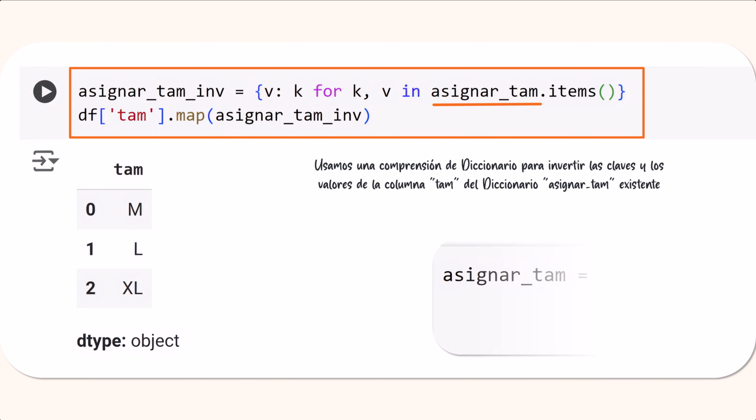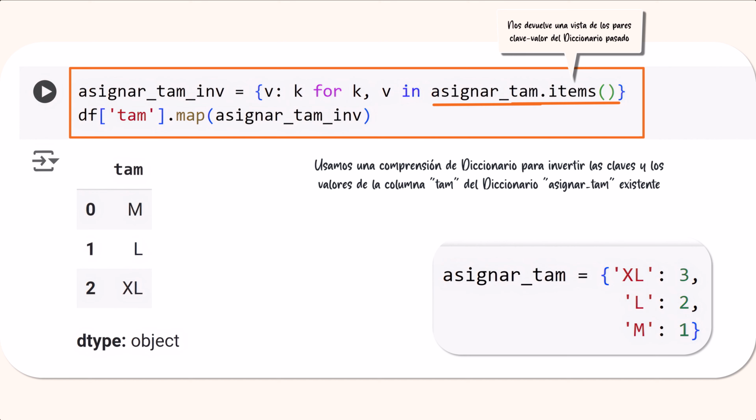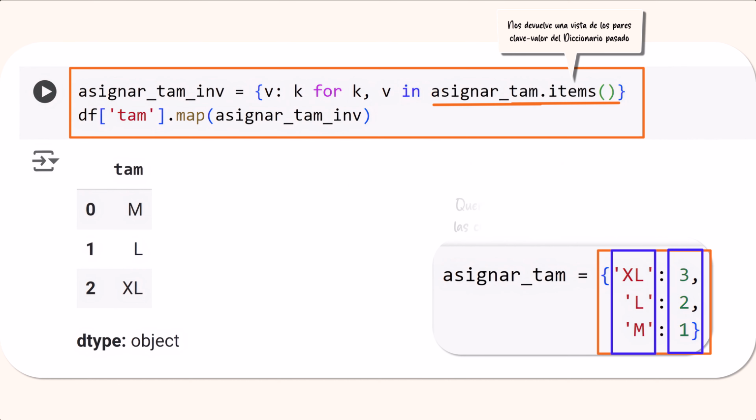From this original dictionary we created earlier, we call its items method, which gives us the key value pairs in this dictionary. Here we see them: a dictionary formed by two tuples, one with the key being the original ordinals, and the other with the values being the numbers we assigned earlier. Now we need to invert them, making the keys values and the values keys.